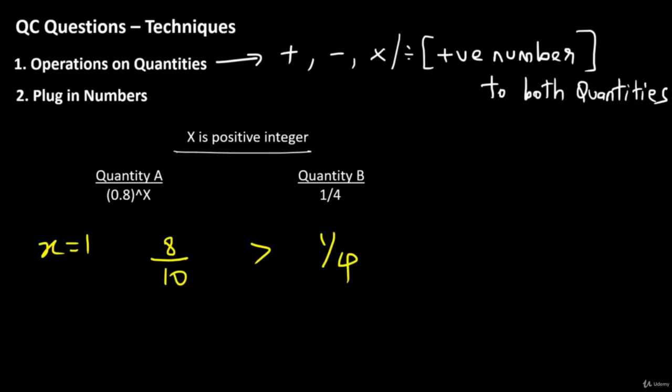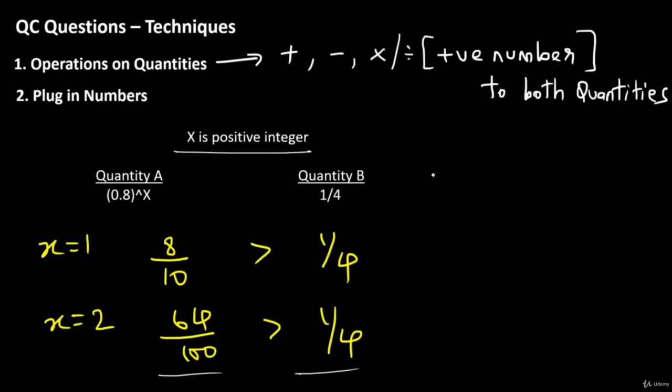Now when x is equal to 2, what happens? That's 0.8 to the power 2 or 8 by 10 into 8 by 10. That's equal to 64 by 100, right? And quantity B is still 1 by 4. Now again over here also 64 by 100 is greater than 1 by 4. Remember 1 by 4 is nothing but 25 by 100 or 25%, right?